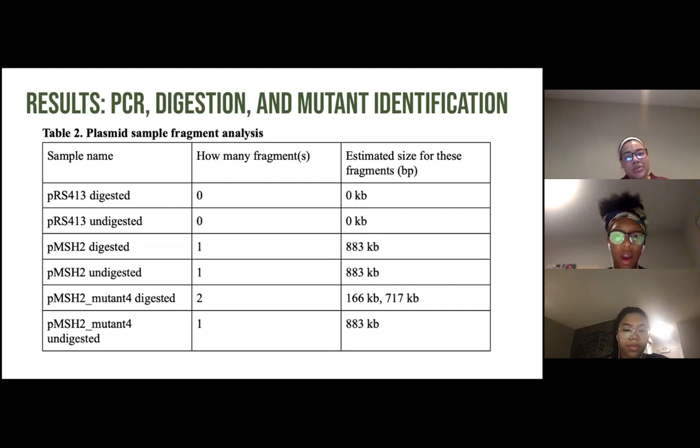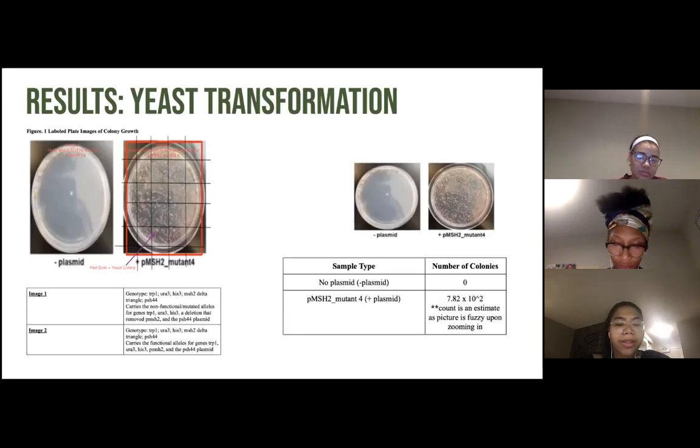Here's more of our experimental data highlighting the fragments and estimated size of the fragments of the plasmid samples. The next part of this lab was the yeast transformation. As I mentioned, yeast are good models to measure the mutation rate and have similar replication origins to the plasmid. The results of this lab were important to determine if the yeast would grow in the presence or absence of a plasmid in the specific environments. In this case, the environment was the SD plate with no histidine.